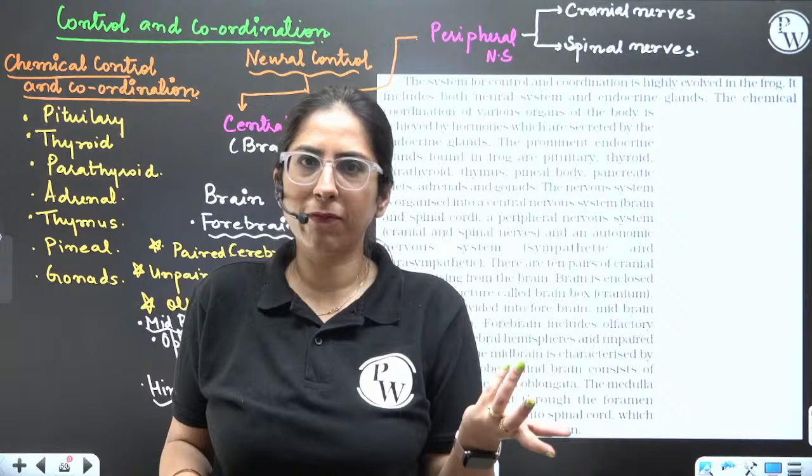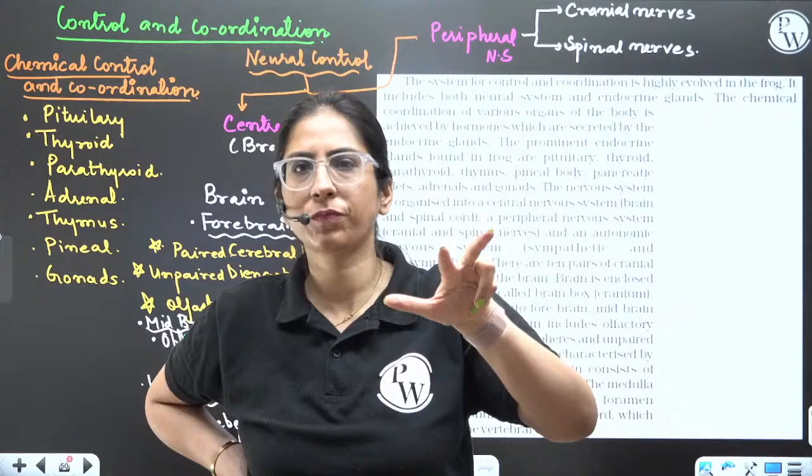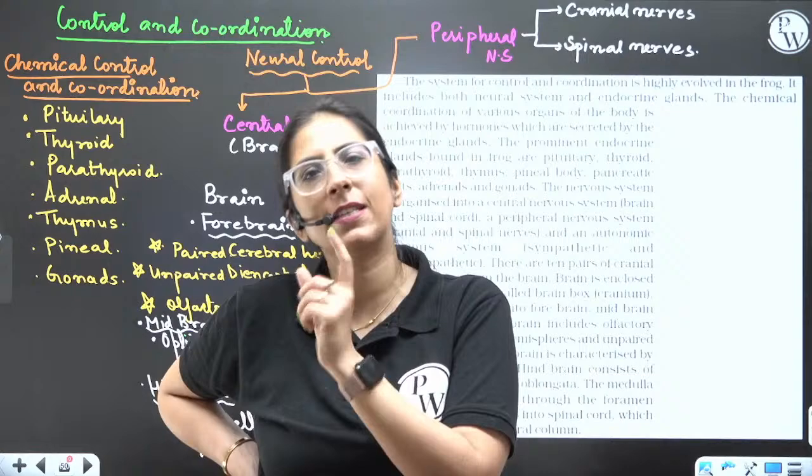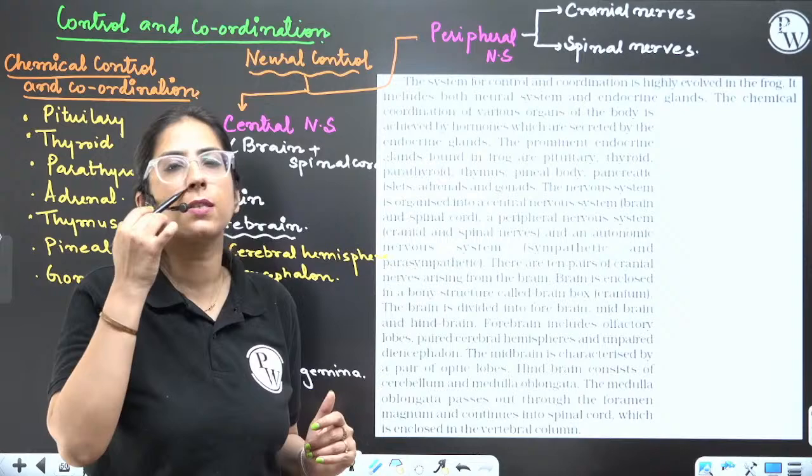We have the same. In the midbrain, what they have is optic lobes. We also have optic lobes. We have corpora quadrigemina present: the two superior colliculi and two inferior colliculi. They just have two. Now if I talk about the hindbrain, they have cerebellum. We have cerebellum. They have the medulla oblongata. We have medulla oblongata. Medulla oblongata is present here, which communicates to the spinal cord through a hole, the foramen magnum. Clear? So everything you can read over here.